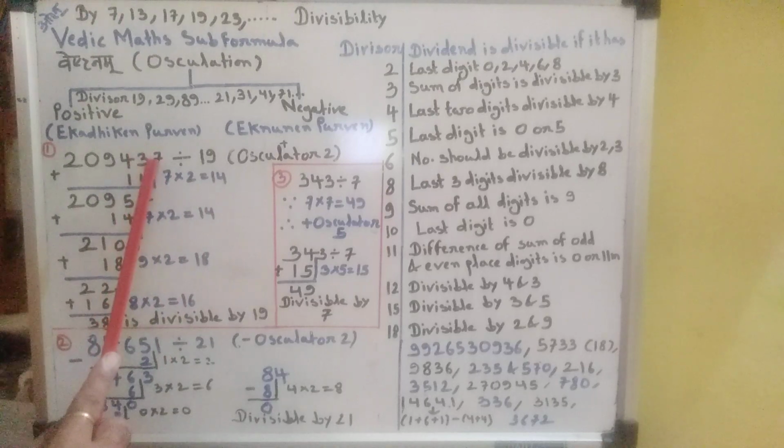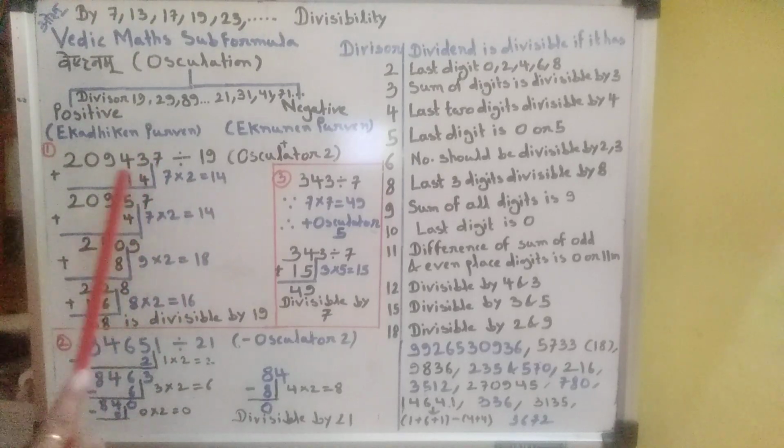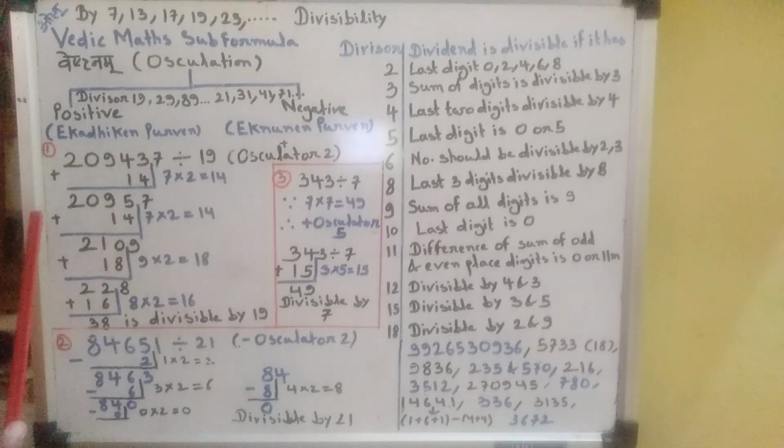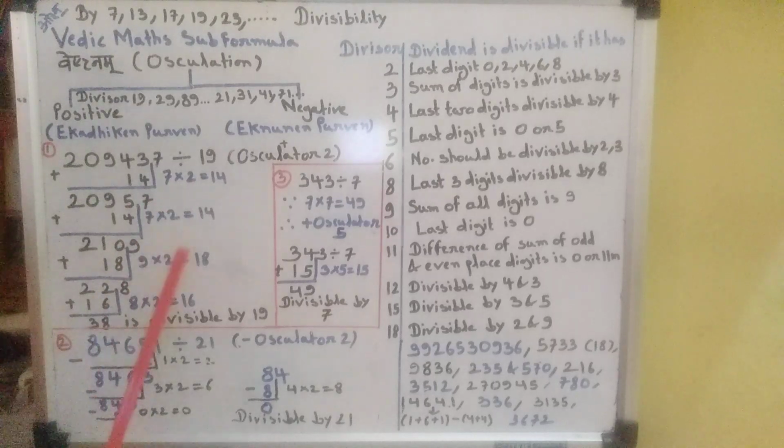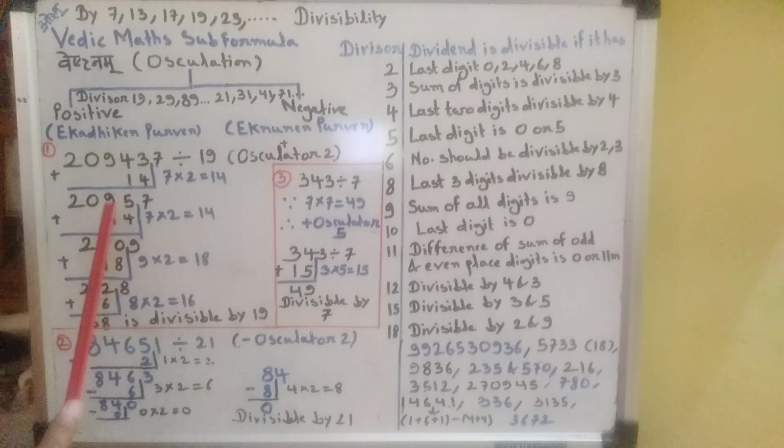We leave this last digit and add 14 to 20934. The result is 20948. Again we multiply the last digit 8 by the osculator 2. 8 into 2 is 16. We delete this last digit 8 and add 16 to the remaining 2094. 2094 plus 16 is 2110. The same process is repeated again and again.